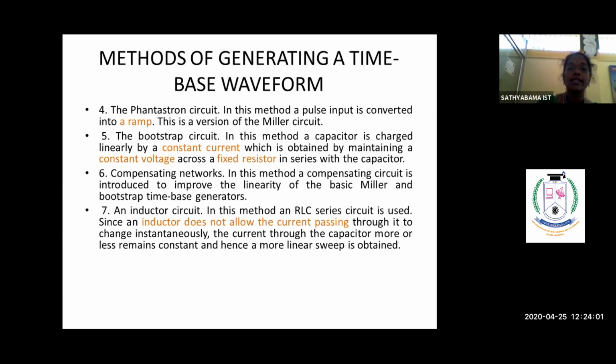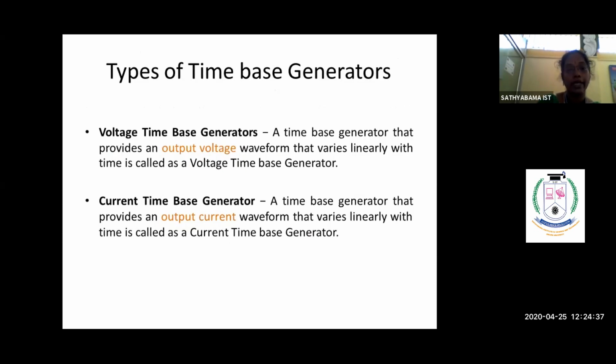Then the sixth one is called the compensating network. In this method, a compensating network is introduced to improve the linearity of the basic Miller and bootstrap circuits. Since we find some errors in the bootstrap circuit and Miller circuit, we compensate the entire network by using a time-based generator. Then finally, we have the inductor circuit. In this method, simple RLC components are used. Since an inductor does not allow the current passing through it to change, the current through the capacitor more or less remains constant, in order to get a sweep voltage.